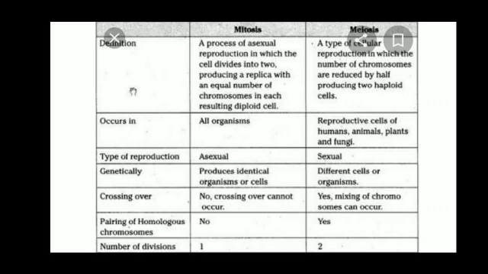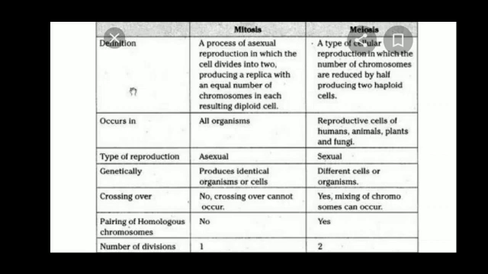Meiosis occurs with sexual reproduction. Mitosis produces genetically identical organisms or cells. Yes, because it's an exact copy of the parent cell. In meiosis, they are different cells because you have half the chromosomes from mother and half from father. Crossing over can occur here, with mixing of chromosomes.